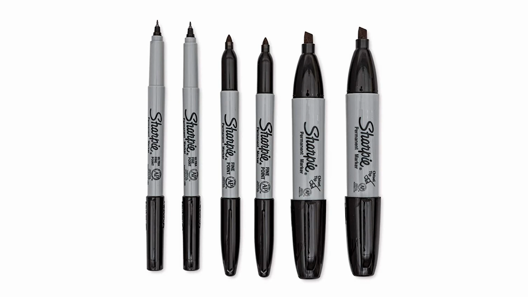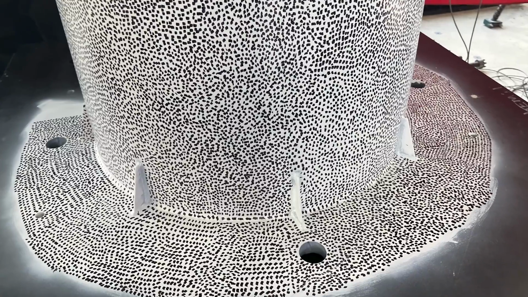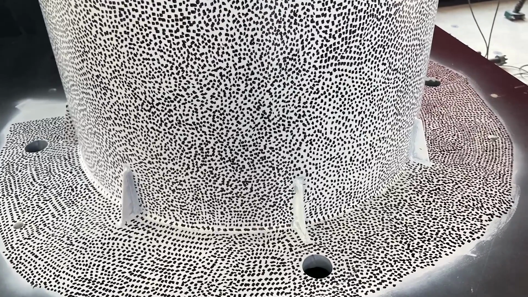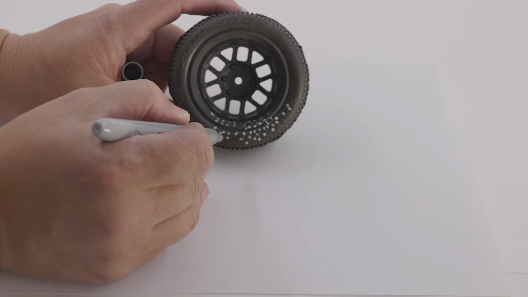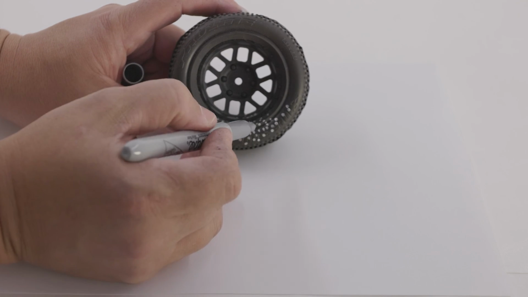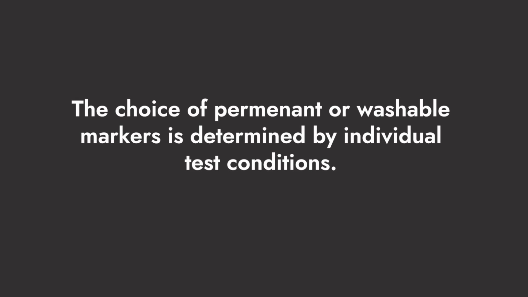Several sizes are available: ultrafine, extrafine, fine point, and bold. A white base coat with black markers provides excellent contrast. It is also possible to use a silver-colored marker to apply dots to a black base coat or surface. While a non-permanent marker can be used in some situations, test conditions might require the use of a permanent option in others.